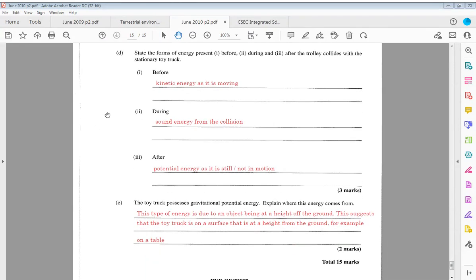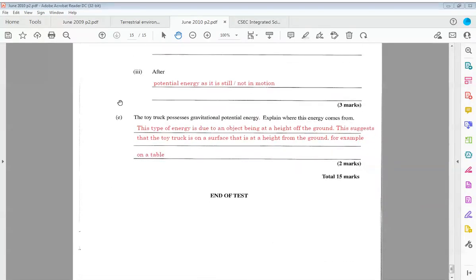Now D, state the forms of energy present at 1, which is before, 2, during, and 3, after the trolley collides with the stationary truck. So remember, energy due to movement, that's before, it's moving, right? So that's kinetic energy. Then when it hits the stationary truck, you'd hear a sound, right? So we have that kinetic energy being converted into sound energy from the collision or the crash. And then after, remember, when it comes to a stop, then it's no longer moving. So it has potential energy, right? As it is still or not in motion.